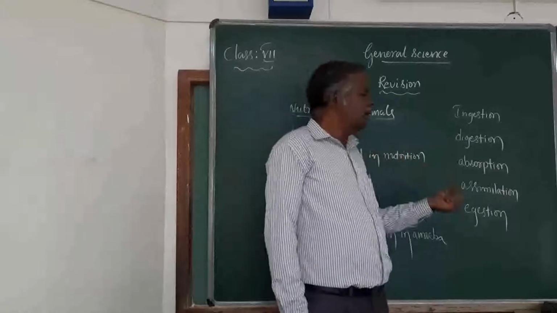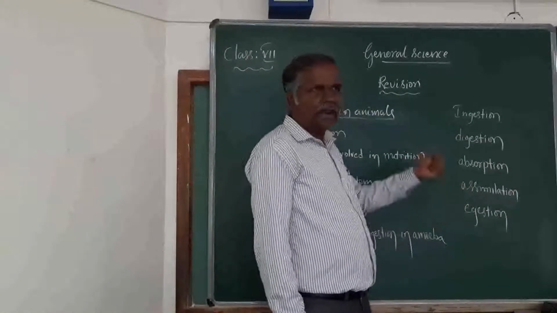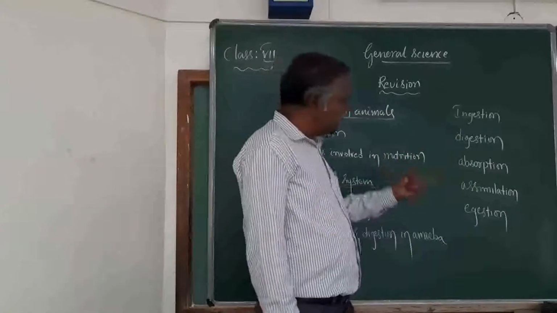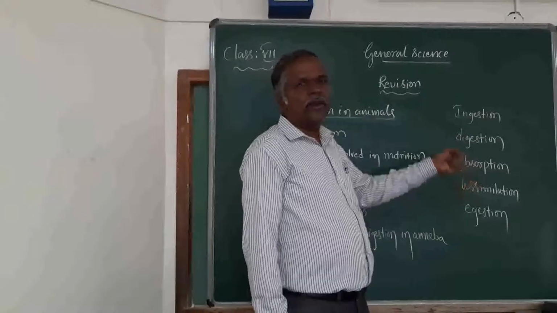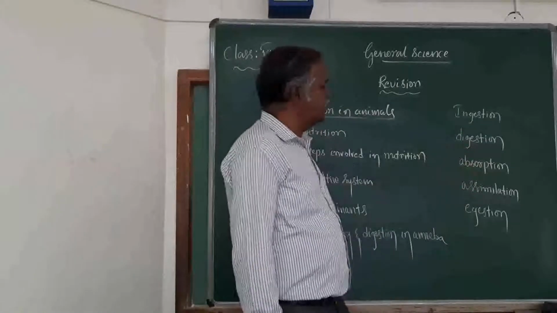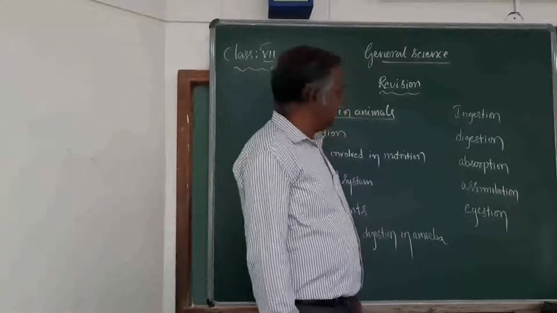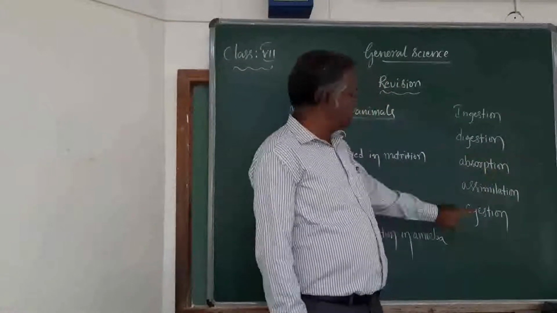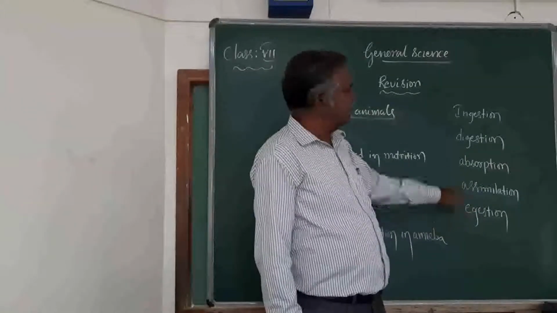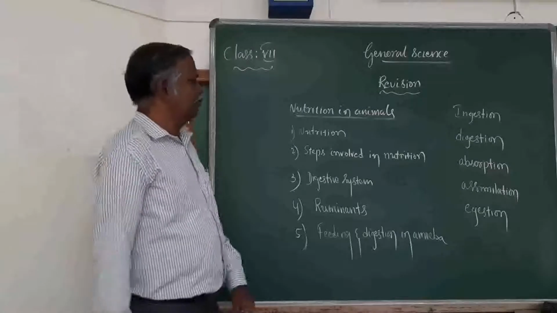The remaining unwanted and undigested food passes into the large intestine. There, water is absorbed. Again in the large intestine, unwanted and undigested food is ejected through the anus. That process is called egestion. This is about the human digestive system.